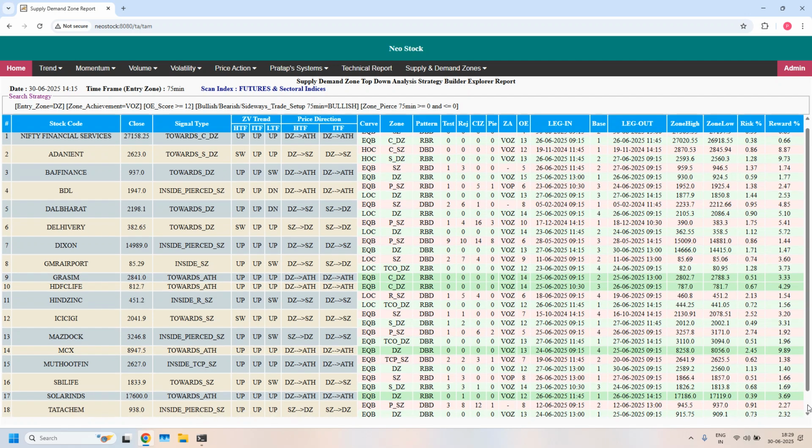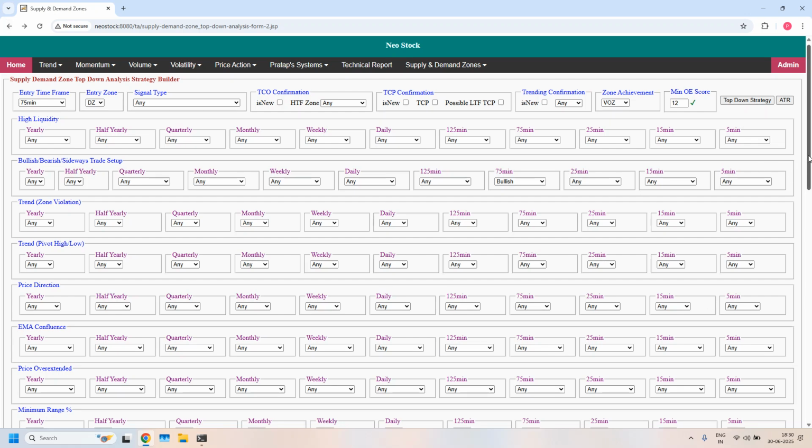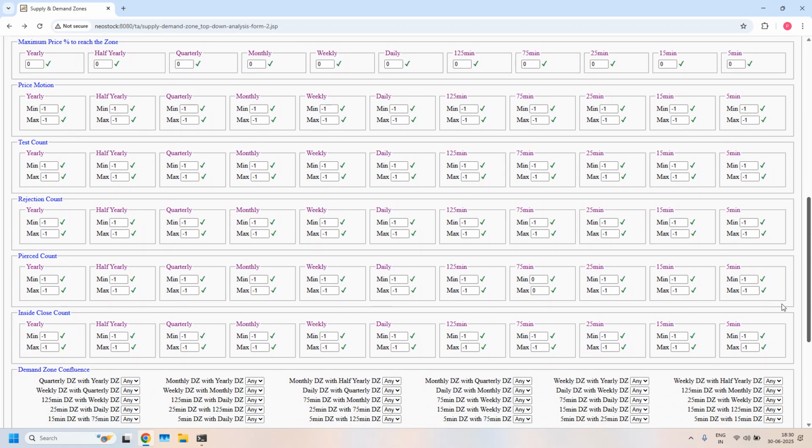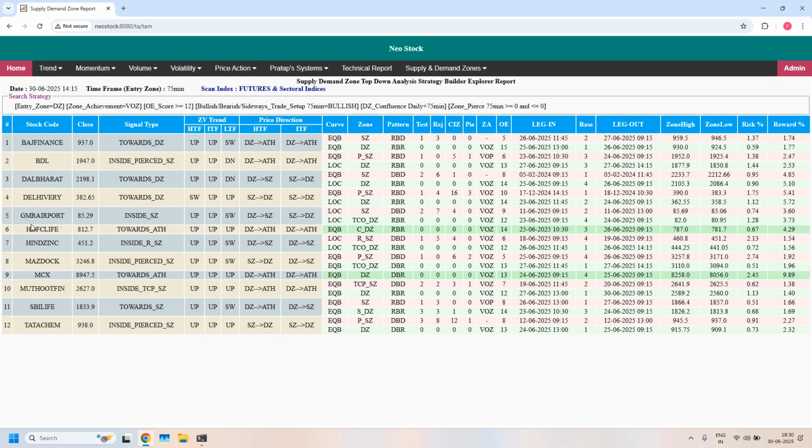Scrolling the list down. So total 19 stocks are filtered. Out of these 19, let us further filter based on the zone confluence. The demand zone confluence, first filter is 75 and daily demand zone confluence. After applying this filter, we got 12 stocks.